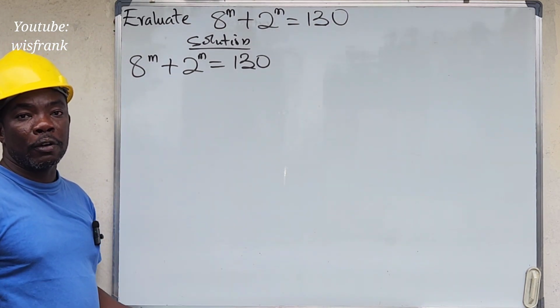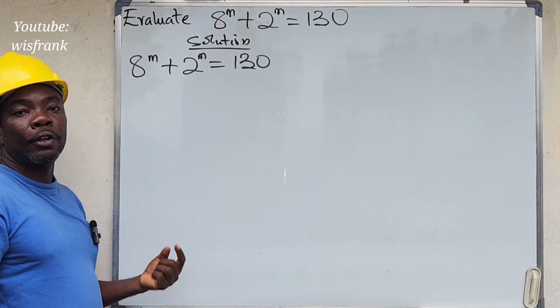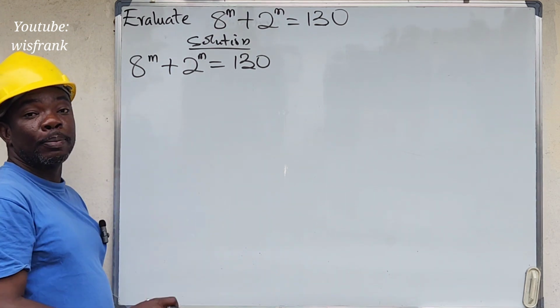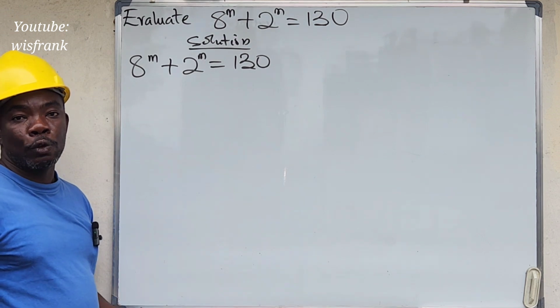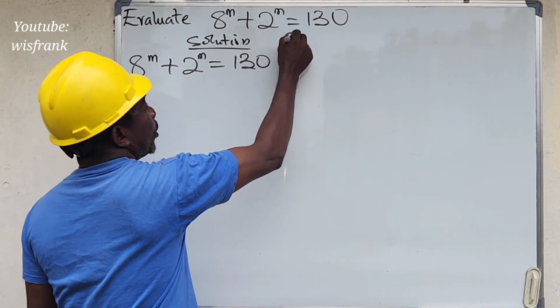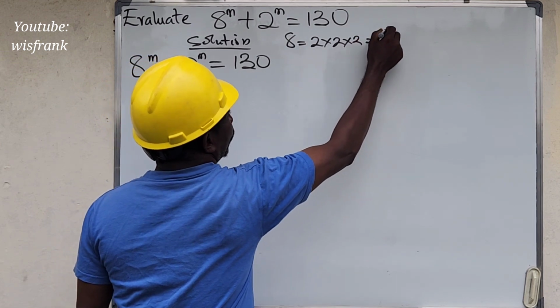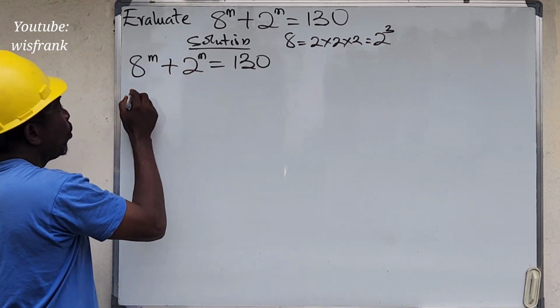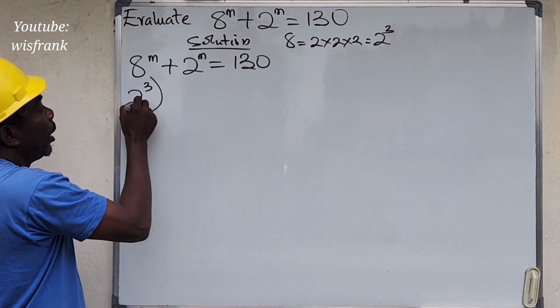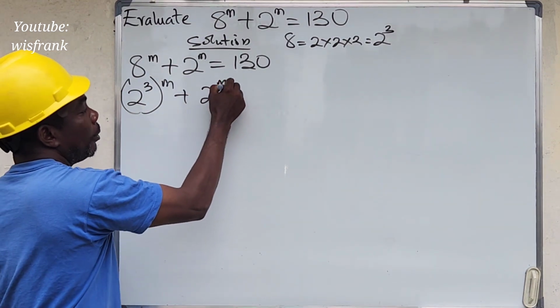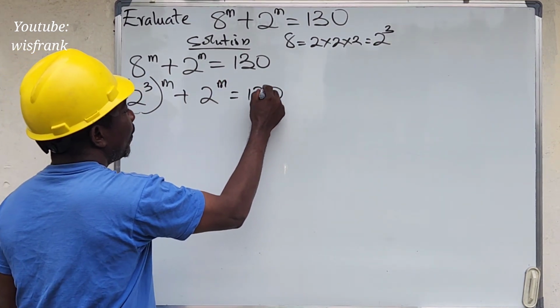We can use different methods for us to arrive at the value, looking for the value of m. So doing this, we can express 8 as a power of 2. 8, we all know, is 2 times 2 times 2, which is equal to 2 to the power of 3. So here will be 2 to the power of 3, all to the power of m, plus 2 to the power of m equals 130.